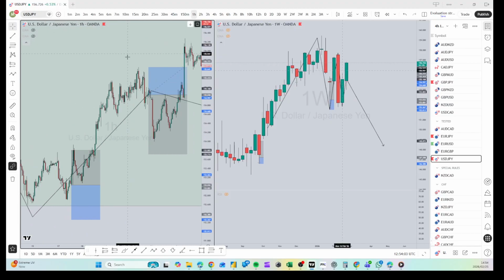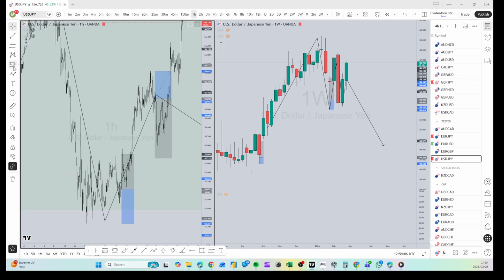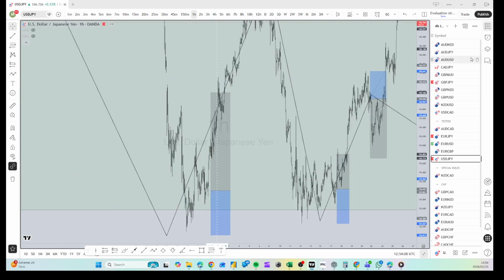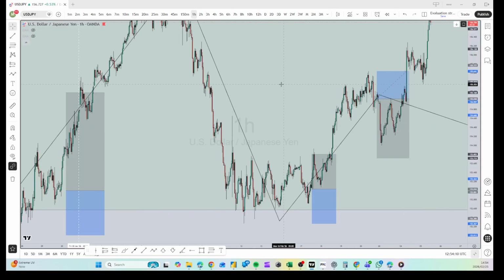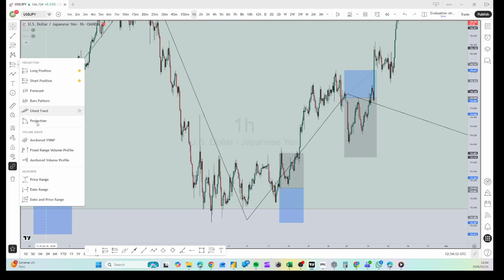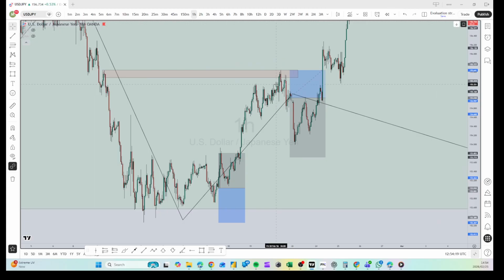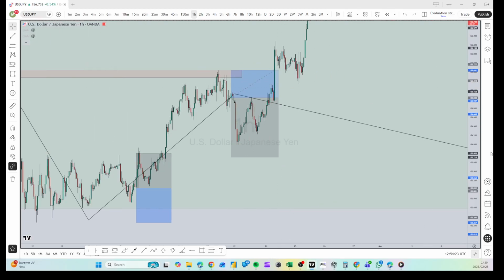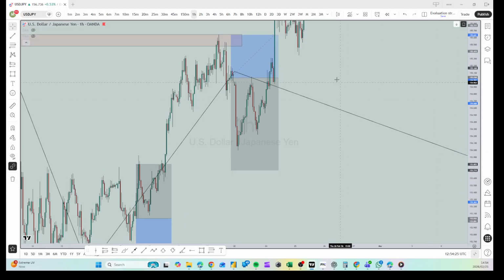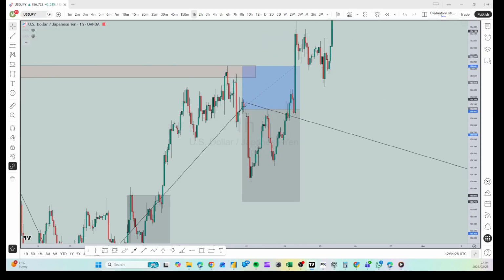Instead, right here, why did I expect the move down at that particular point? It was because of this level here, that level there on the 1 hour. So I expected a move to the downside there, and we did get the move, because I drew a trend line right here, started right here, across.